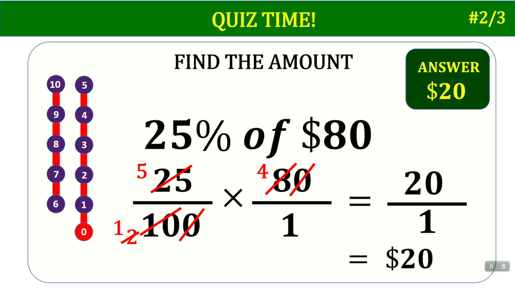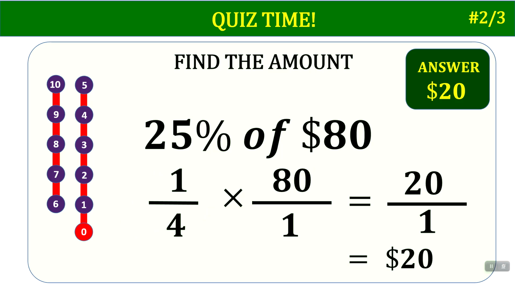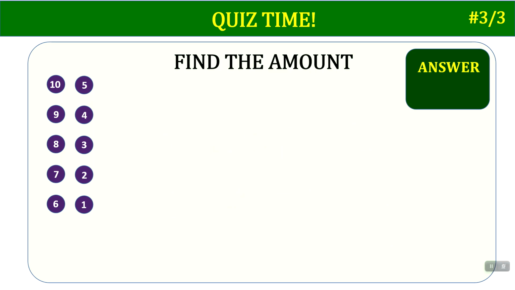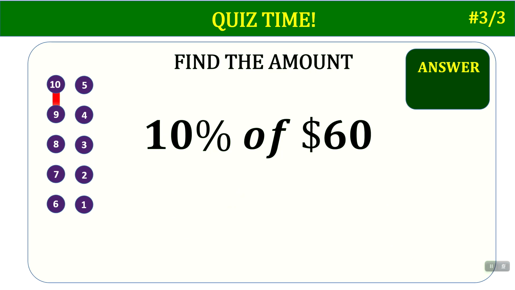If you remember from an earlier slide, we said that 25% is really 1/4. And so 1/4 of 80 is 20. When we reduce our fractions into lowest terms, we can work with the numbers a little bit better. And now question 3. Find the amount. 10% of $60. Time's up. 10% of $60 is $6.